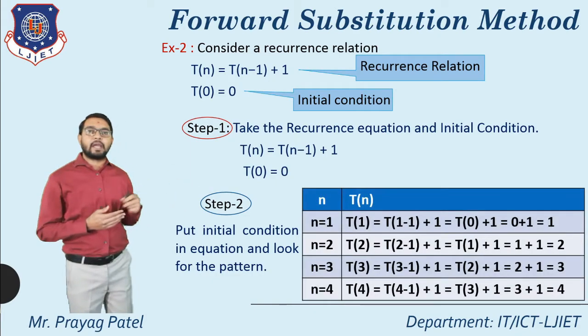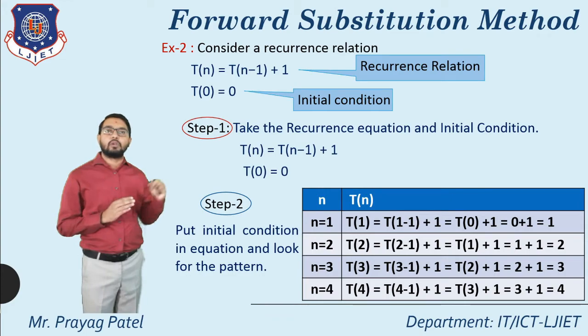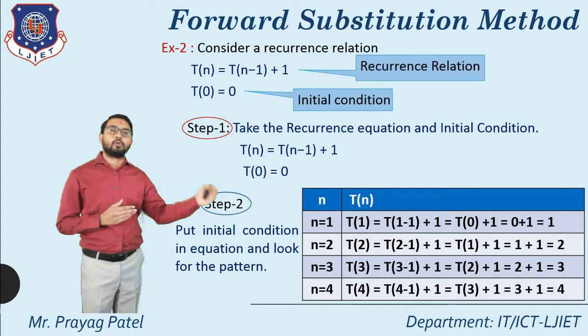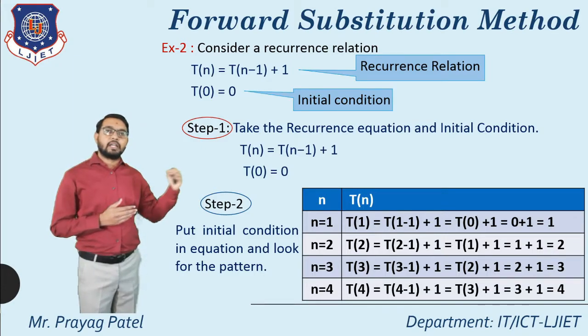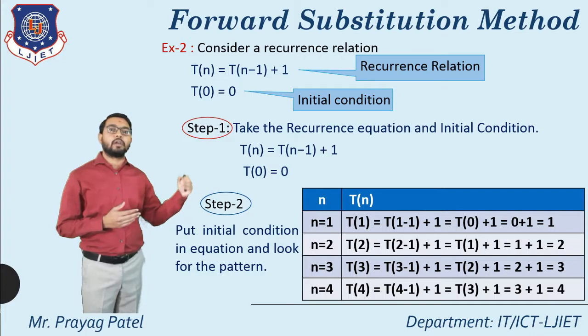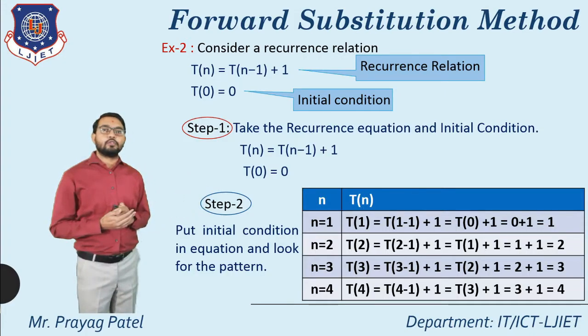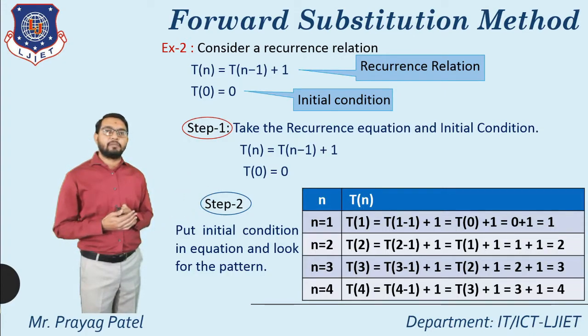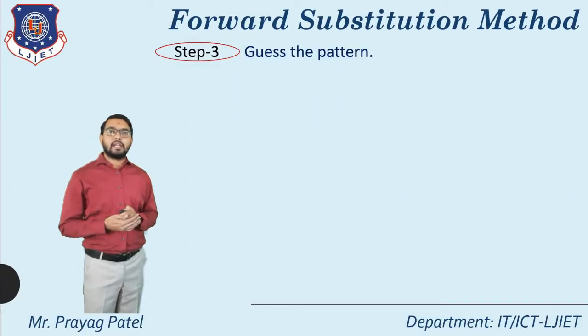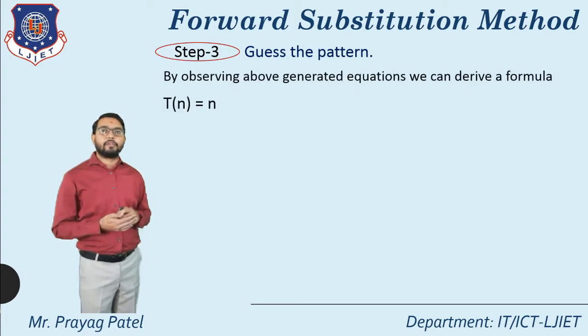So put n equal to 1, then T of 1 equals 1. If we put n equal to 2, then T of 2 equals 2. If we put n equal to 3, then T of 3 equals 3. If we put n equal to 4, then T of 4 equals 4. So according to this, you find the values 1, 2, 3, 4 for your given data 1, 2, 3, 4. Now step number 3 is guess the pattern according to your previous table.